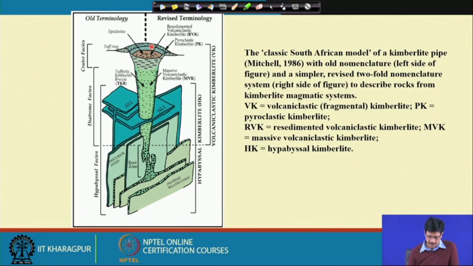So, this is the hypabyssal kimberlite, this is the volcaniclastic kimberlite, this is the seal, this is the diatreme facies, and this is the general morphology of a kimberlite. The most interesting part would be the top part, which is the crater facies or the volcaniclastic facies, where there could be pyroclastic materials, and sometimes there are resedimented volcaniclastic materials here.